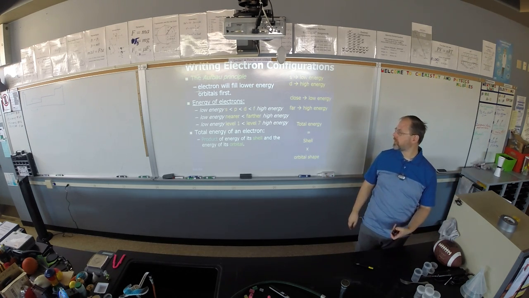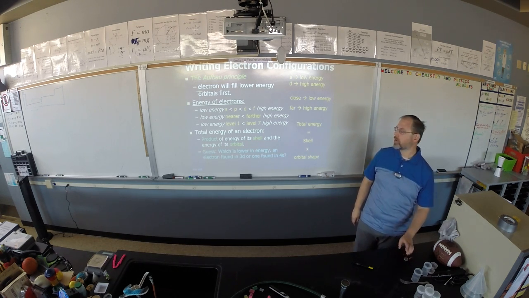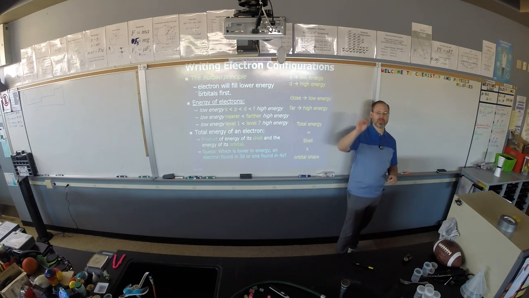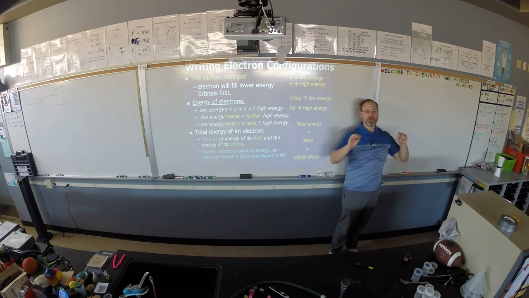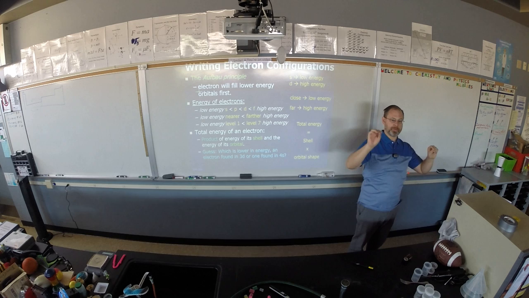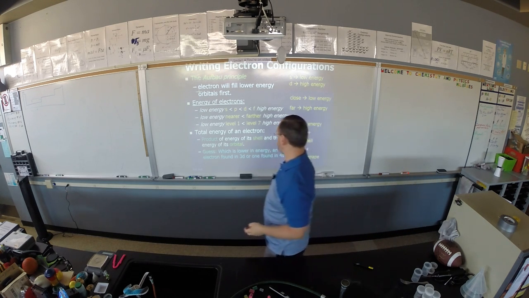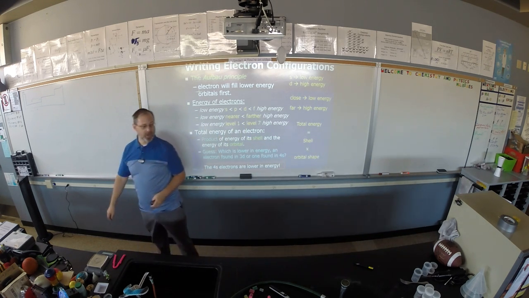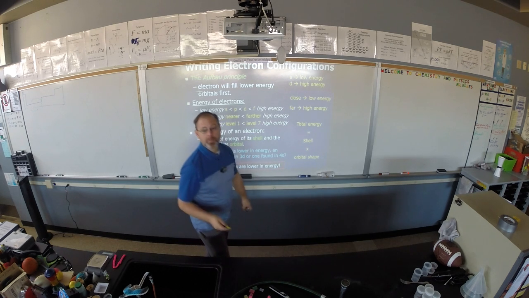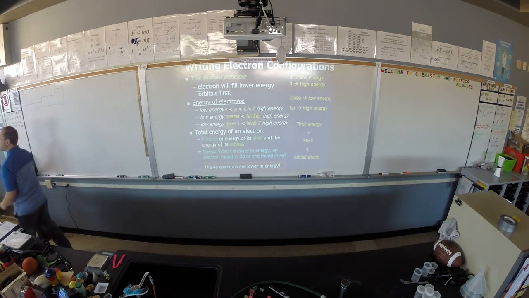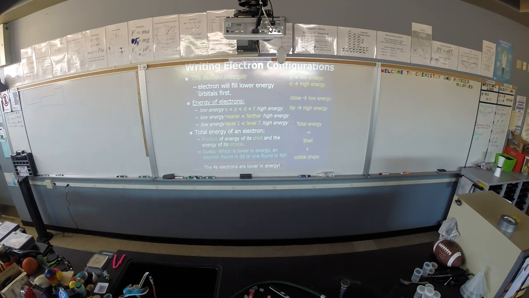So then there's kind of an interesting query. Which is lower in energy? An electron in the 3d or an electron in the 4s? Wouldn't it be 4s? 3d or 4s? It turns out the lower electron is the 4s. The 4s electron is lower in energy than the 3d because the d is so high in energy. And that is why the 3d electrons are placed after the 4s electrons.